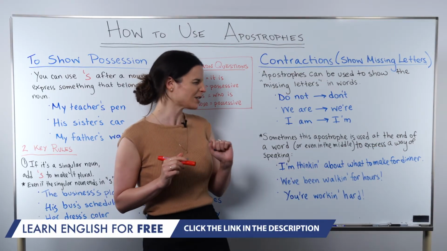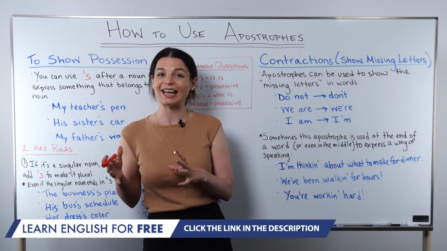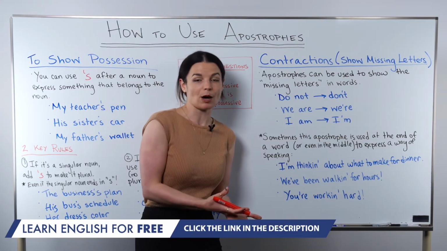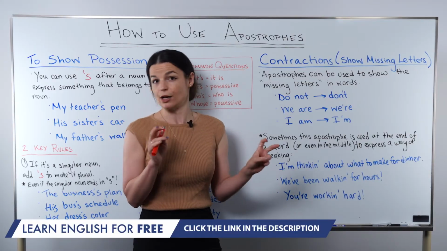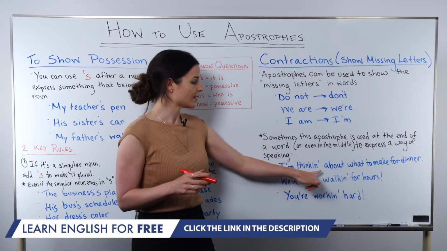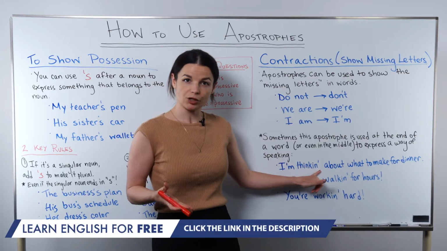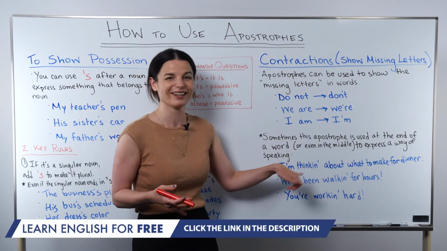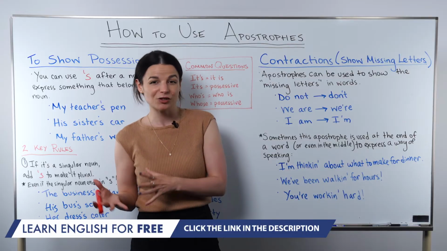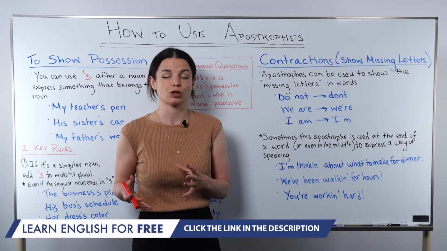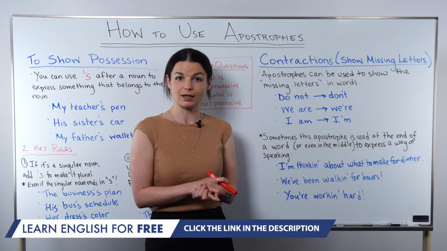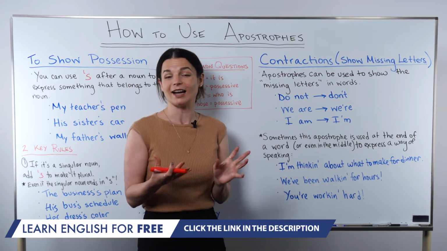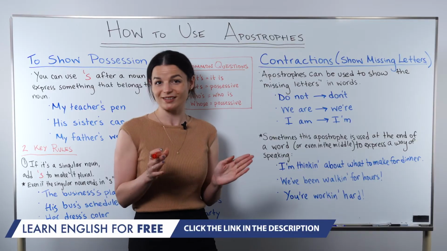So I'm thinking about what to make for dinner. So this thinkin' is a little bit different from thinking, right? I'm thinking about what to make for dinner would be the standard way to say this, right? But this thinkin' sounds a little bit more casual. People may choose to use this kind of thinking to express a certain kind of casual level of speaking or to express a kind of accent, something like that. So that's what this apostrophe at the end of an ing verb means. It means that G sound is missing.